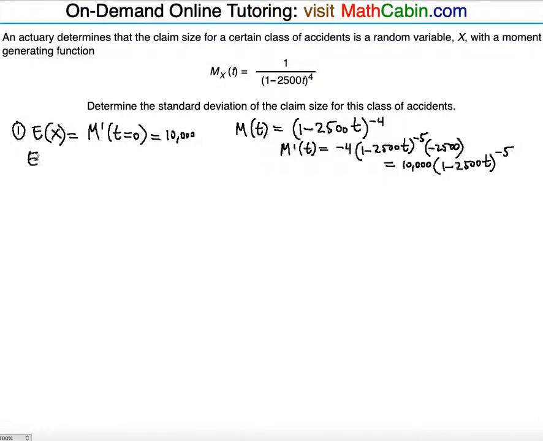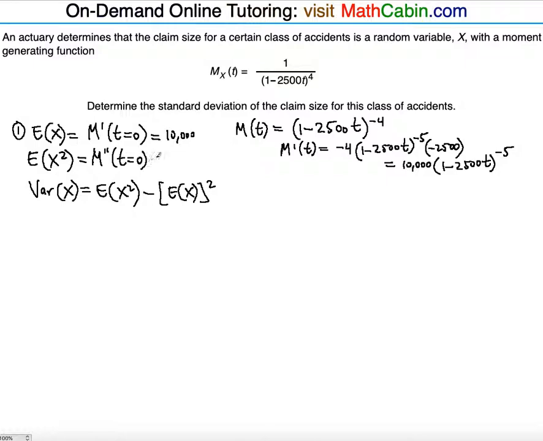Now, the expected value of X squared, of the random variable squared, we need it because we know that the variance of the random variable is the expected value of the squared random variable minus the square of the expected value. So we need both of these, and we know that the expected value of the random variable squared is the second derivative of the moment generating function at t equals 0.